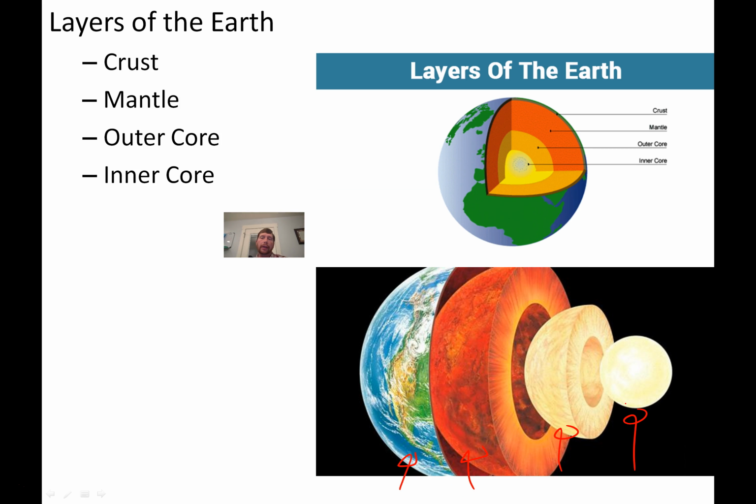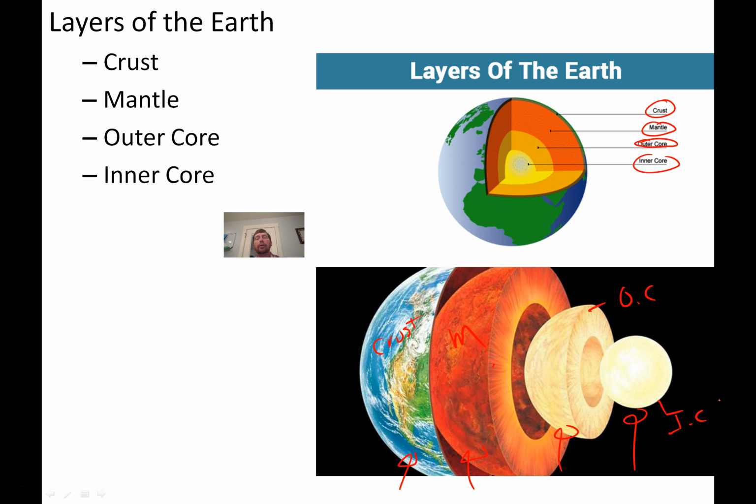So what are they? The layers of the Earth going from the outside in are the crust on the outside. Then the next layer is the mantle. Then we have the outer core and the inner core. If you come down to this picture down here, here's the crust, here's the mantle, here is your outer core, and here is your inner core. Those are the 4 layers of the Earth going from outside in.